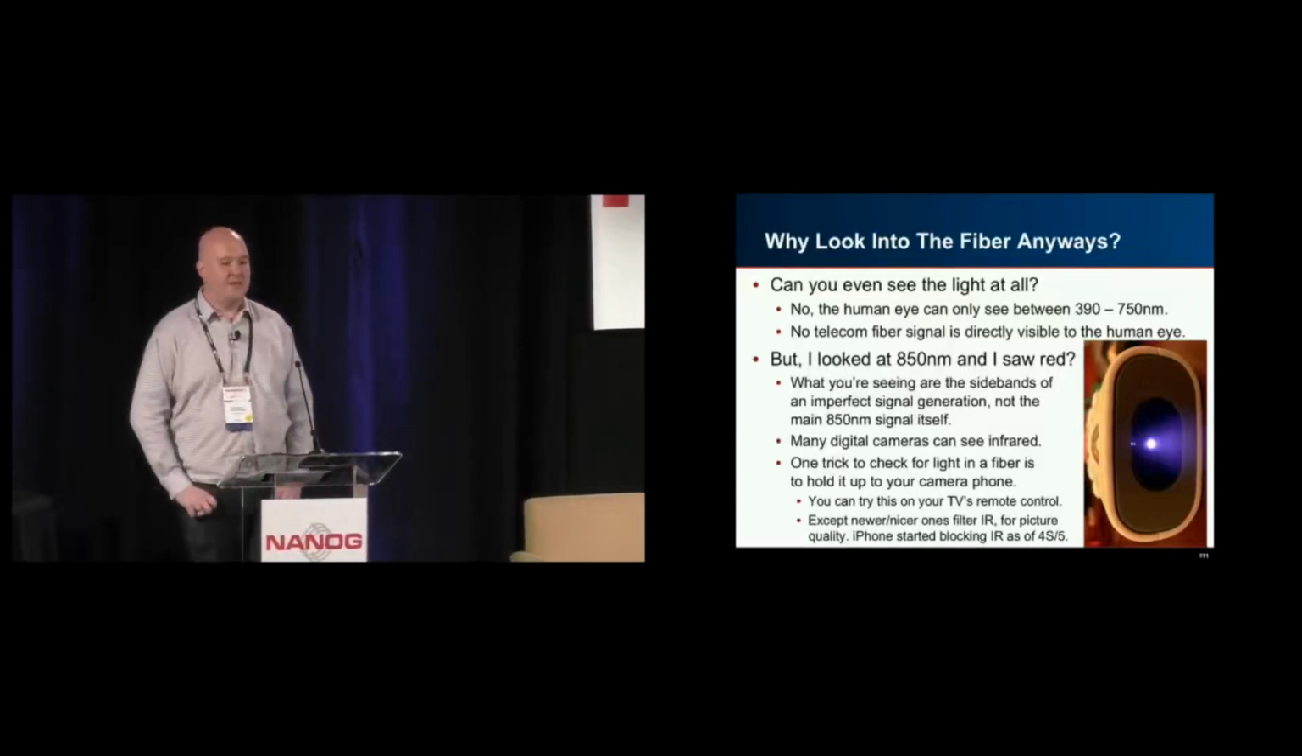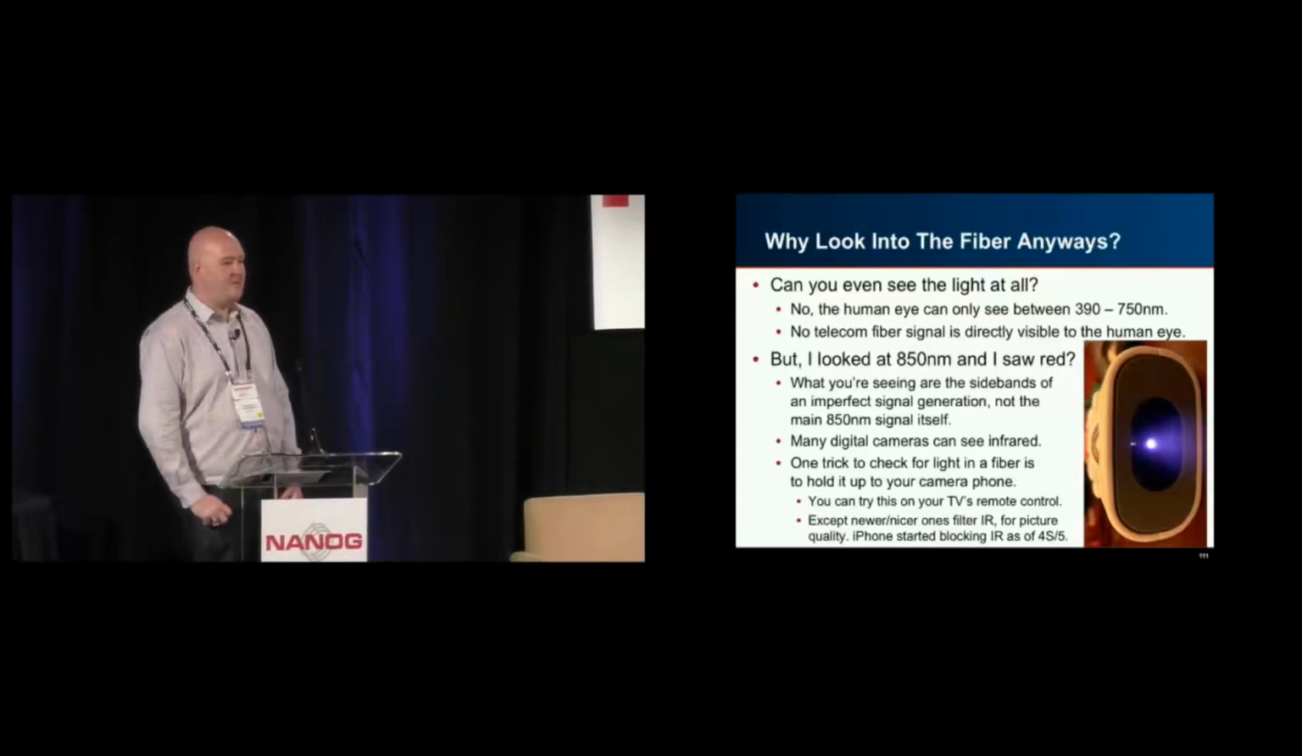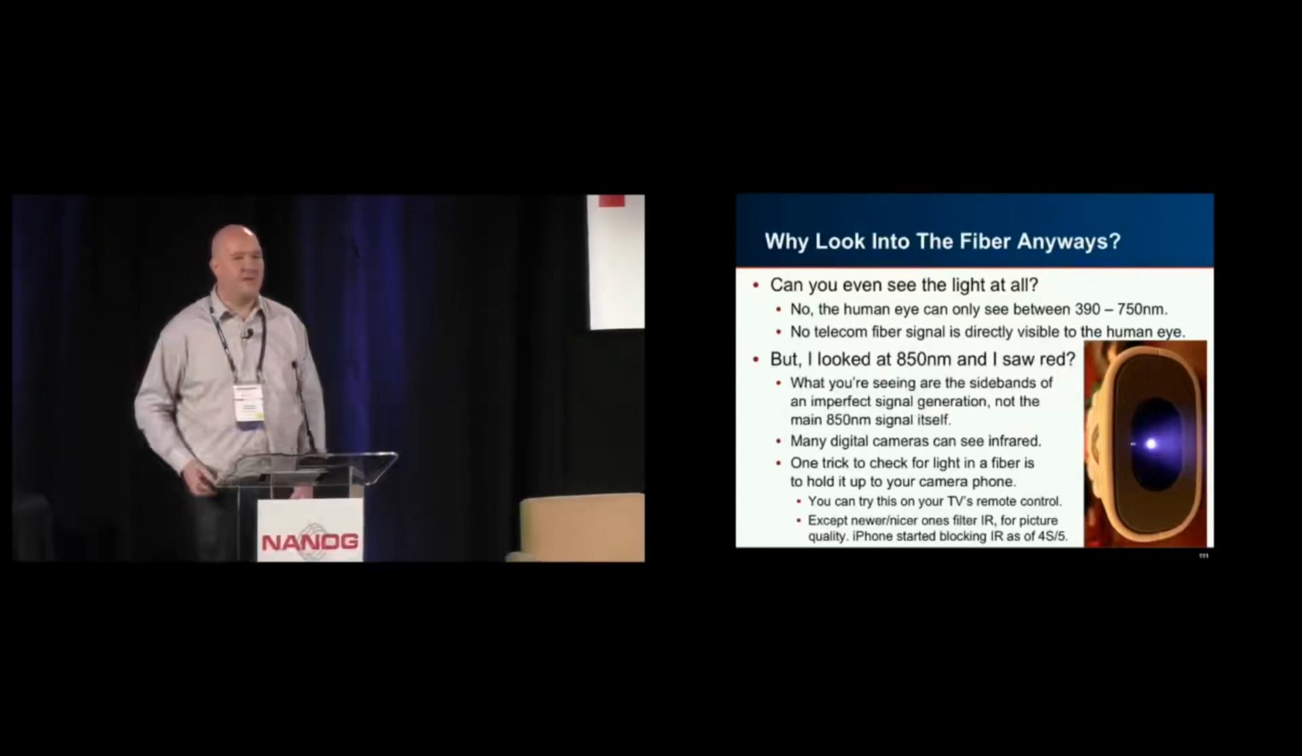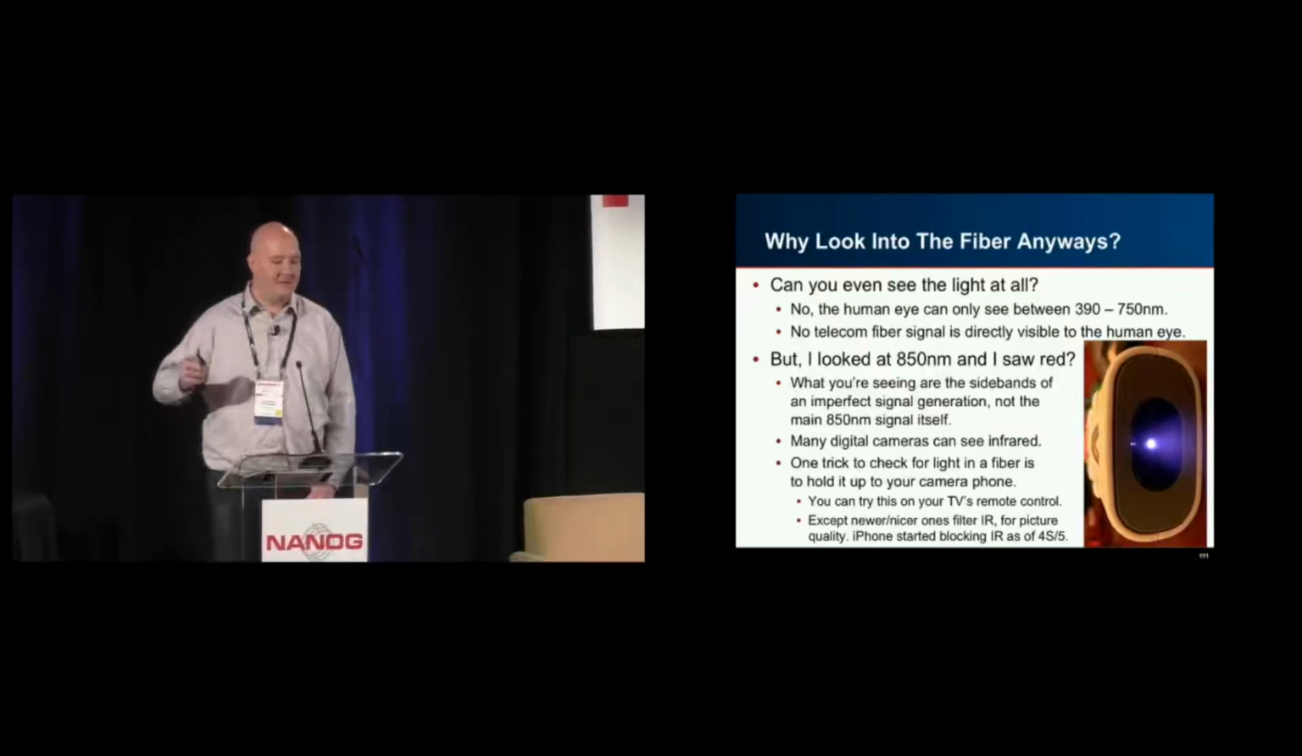One trick you can use, depending on the camera, is that digital cameras can typically see infrared. So if you take your camera and hold it up to your remote control, you can see the infrared signal that way. Unfortunately, that's tending to go away because the nicer cameras are putting optical filters on to block this out for better photo quality. So sorry, iPhone users. As of the 4S and iPhone 5, they started putting IR filters on the camera.